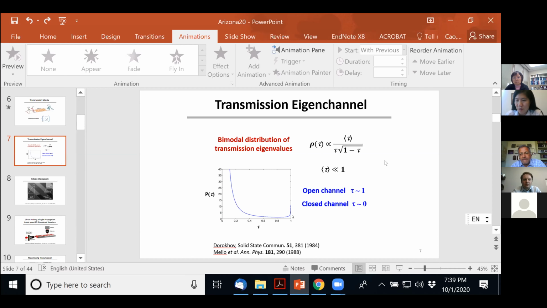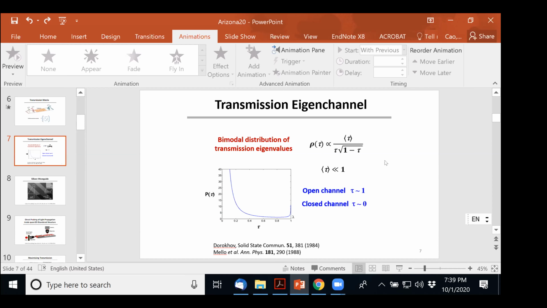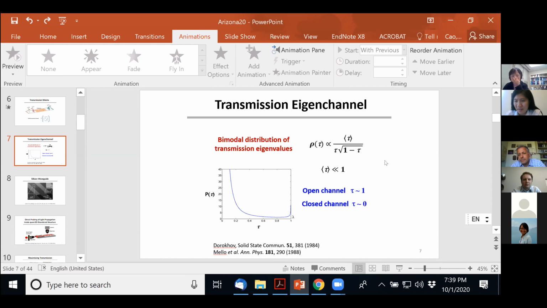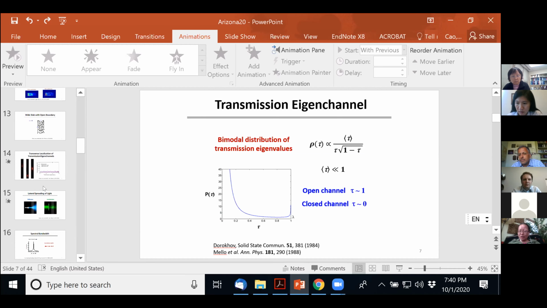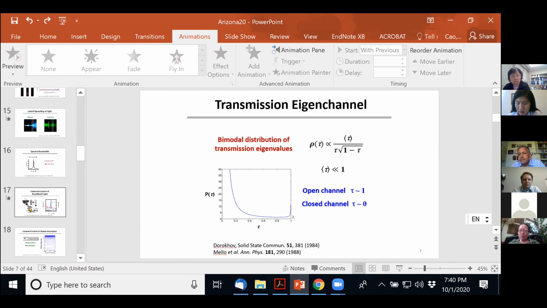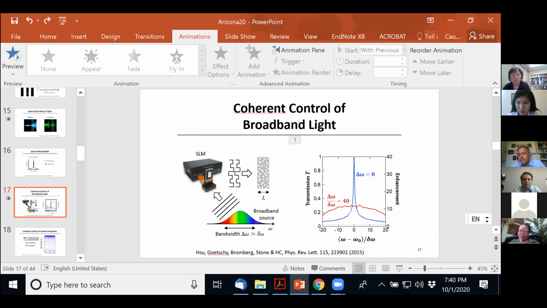Do we have any other questions? I have a question. Yes. It's still about the eigenchannels. When you have the broadband eigenchannels, do they look very different from the eigenchannels you get for a single wavelength, or do they have any relation with the other eigenchannels?